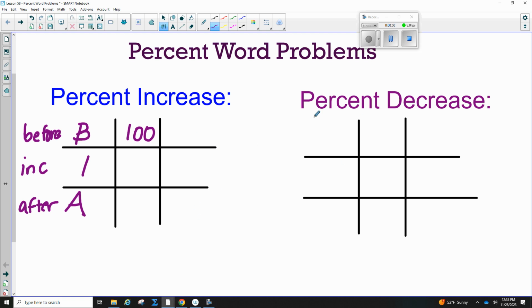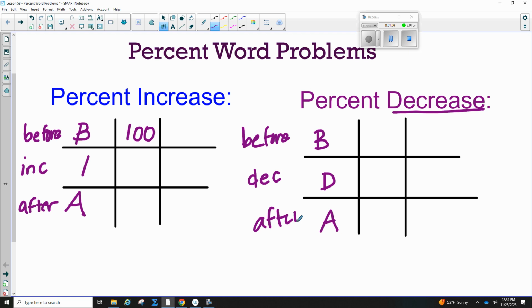All right, for a percent decrease, this one is new. We are going to do BDA for decrease, which stands for before, decrease, after. We still put 100 here. Now, if I decrease by 30%, what's going to go in the after? Good. If I decrease by 10%, what's going to go in the after? Good. So the main difference here is you are going to subtract this to get that.